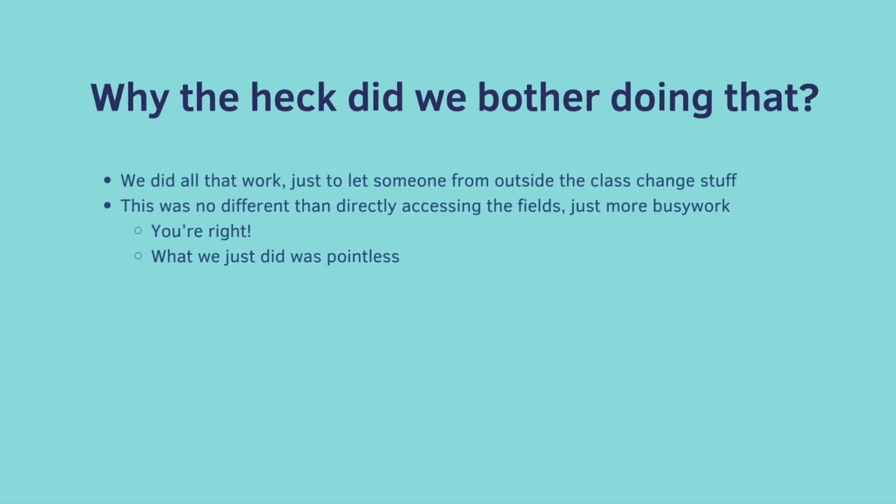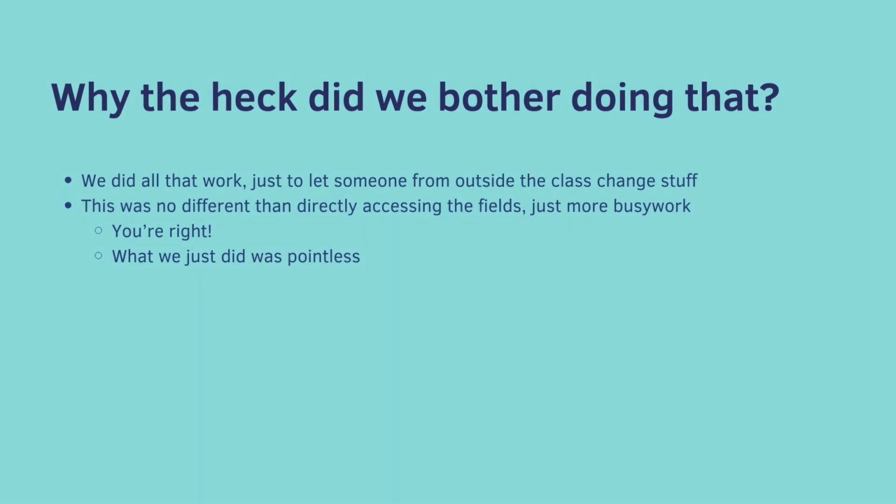So if you're really thinking this through, you should be asking, why the heck did we bother doing all of that? We did all that work just to let someone from outside the class change stuff. How is this any different than the code we wrote before? There was no difference. You're still directly accessing the fields. You're just calling a method now and just added some more busy work. And you're right. You're 100% right. What we just did was pointless.